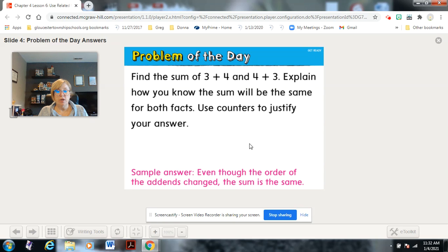Okay, so here we go. Here is 3. 3 plus 4 is 7. Now if I add 4 plus 3, I still get 7. Still the same amount. Okay, good job.